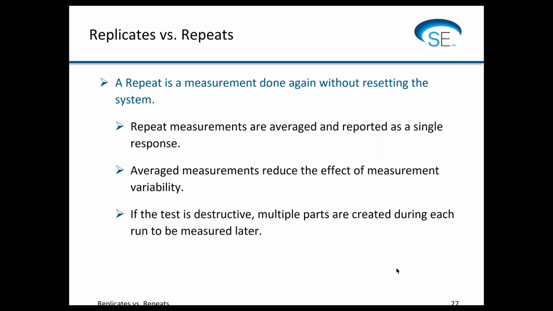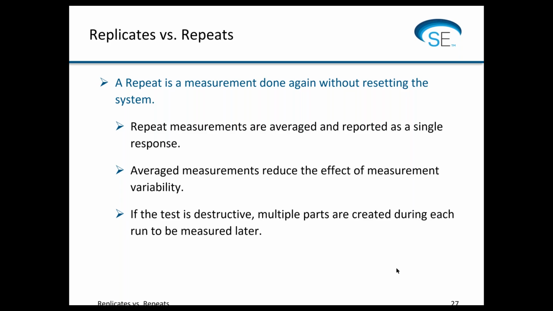So a repeat is a measurement done again without resetting the system. So repeat measurements are averaged and reported as a single response. We don't enter it as 2 different runs because we only did the run once. And we've done the measurement multiple times, so we put the average in. And as we all know, or hopefully we all know, averages have less variation associated with them than the individuals that go into making up those averages. So all we have to do is measure it 2 times, 3 times, whatever we decide is appropriate, and then we average those measurements and put that number in.